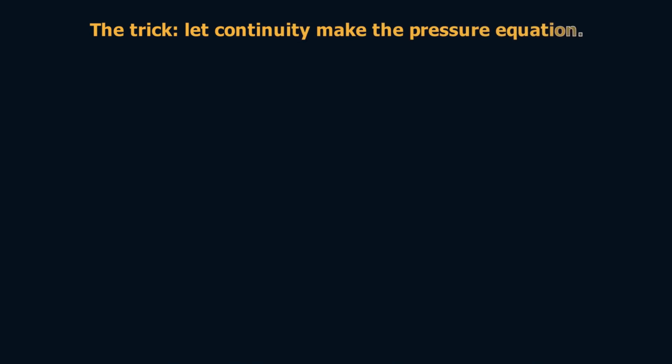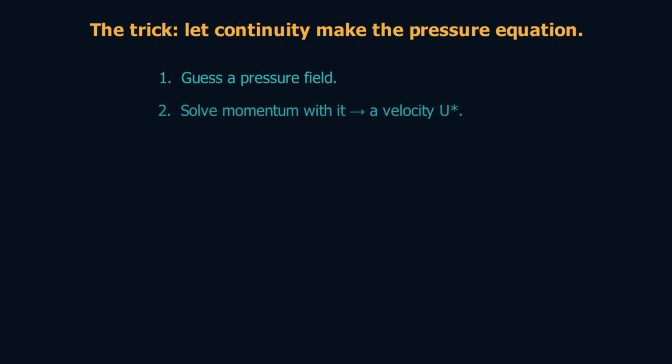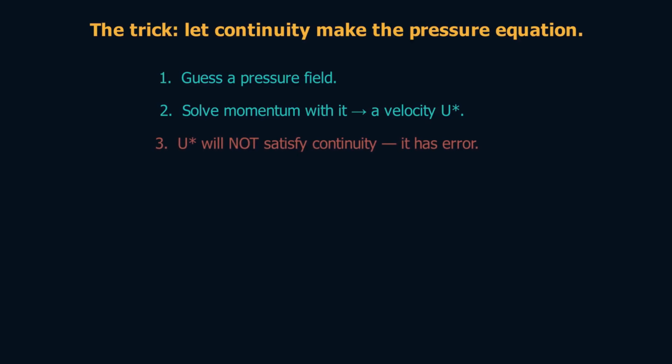SIMPLE's insight is beautiful. If continuity won't give us a pressure equation directly, we'll force it to indirectly. Start by guessing pressure. Any reasonable guess. Plug that guess into momentum and solve for a velocity. Call it U star. Here's the key. Because our pressure was only a guess, this velocity won't conserve mass. It violates continuity, and the size of that violation is information.